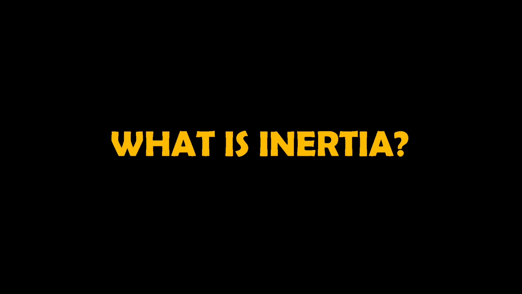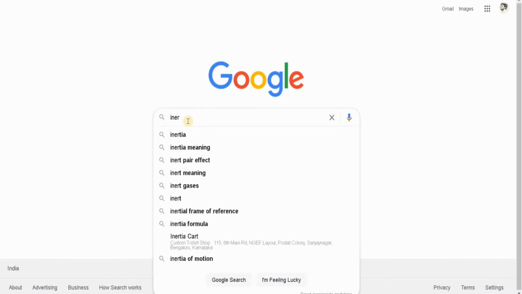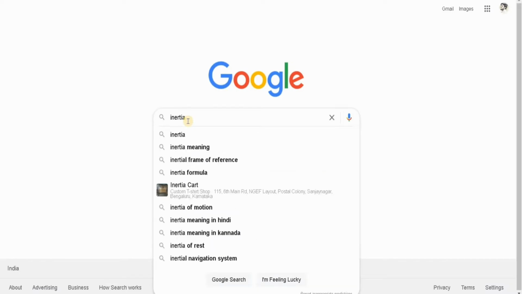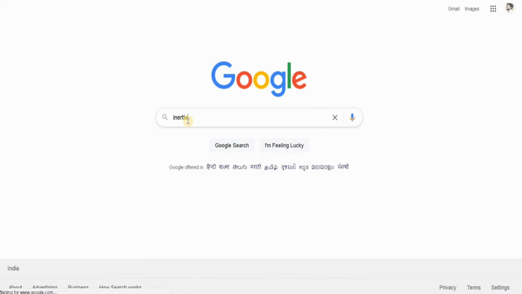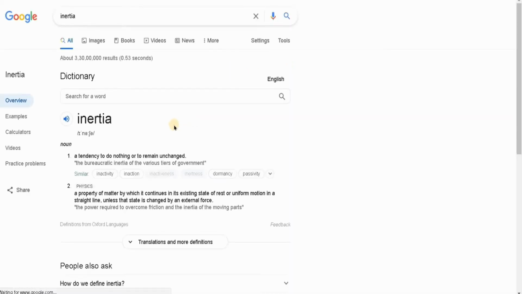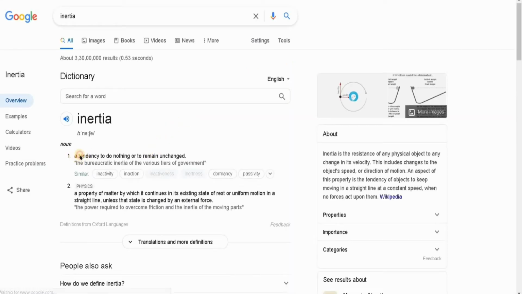So before going to the law of inertia, we'll first discuss what inertia is. To find the answer, if we search on Google for what is inertia, you will get an answer something like this: a tendency of an object to do nothing or to remain unchanged.